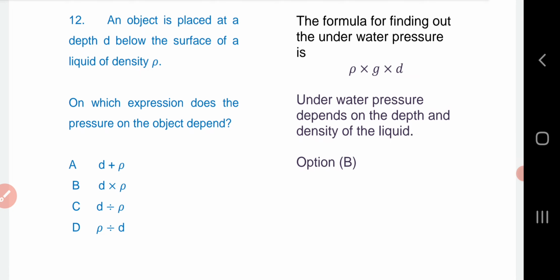Question number 12. An object is placed at a depth d below the surface of a liquid of density rho. On which expression does the pressure on the object depend? And the answer is, the formula for finding out the underwater pressure is rho multiplied by g multiplied by depth. So underwater pressure depends on the depth and density of the liquid, and the answer is option B.